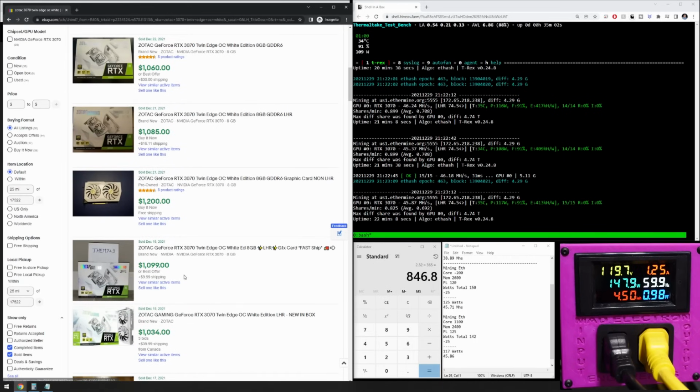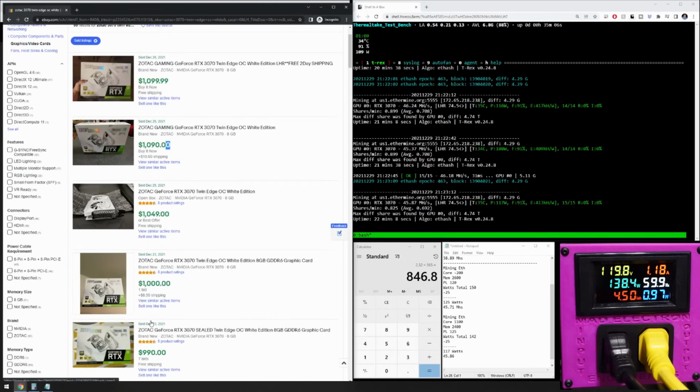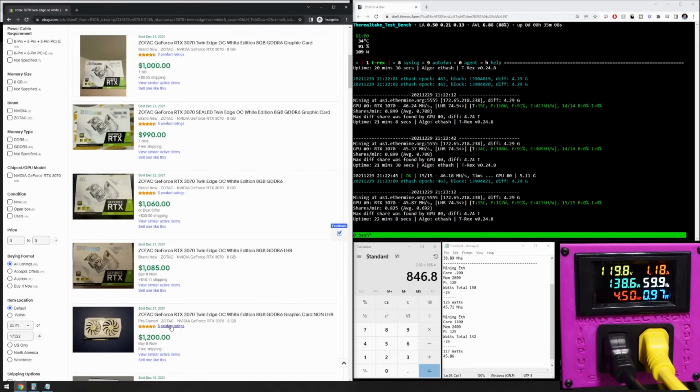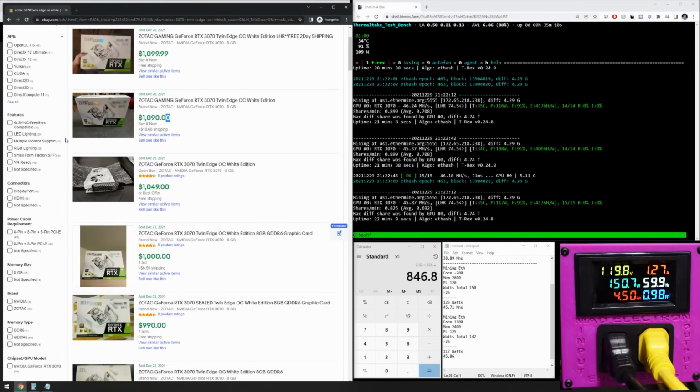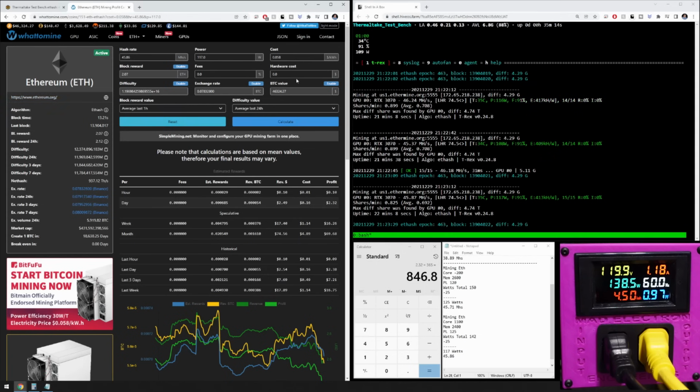$1,099, $1,090, $1,049, $1,000. Wow, $1,060, $1,085. Wow, okay. So let's do $1,049 as our number there. So if we use that as our number here for our hardware cost, hit calculate, it's going to take us over a year to break even because we are looking at our cost here.